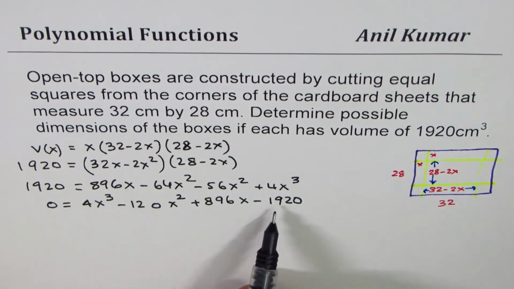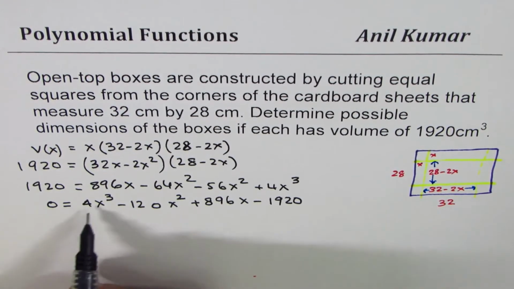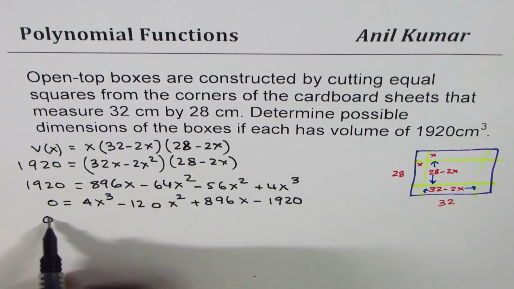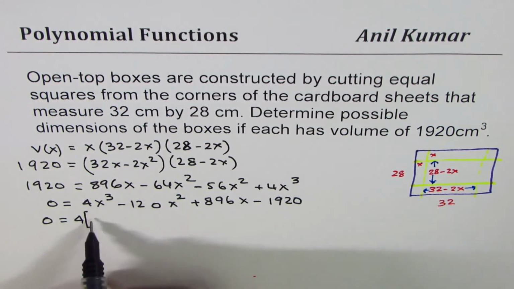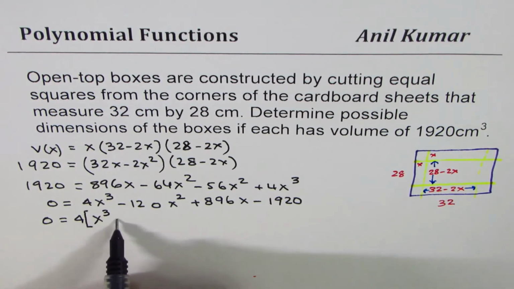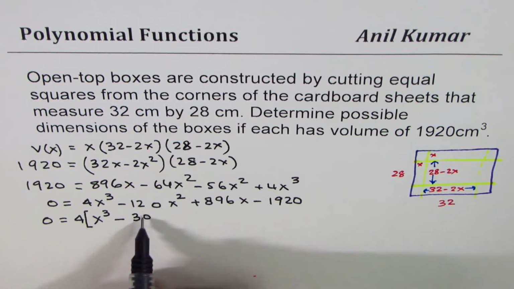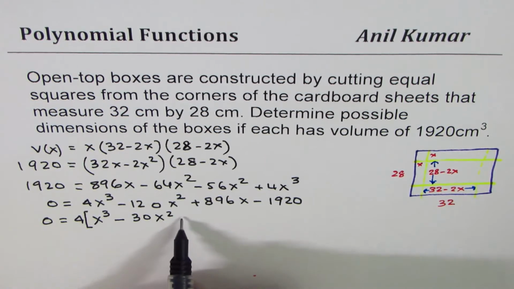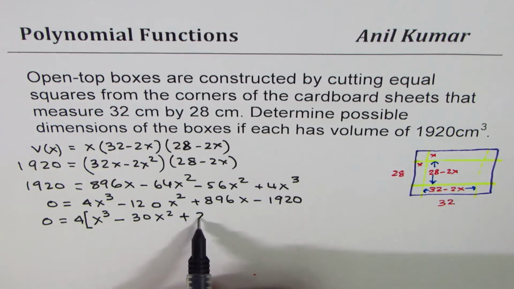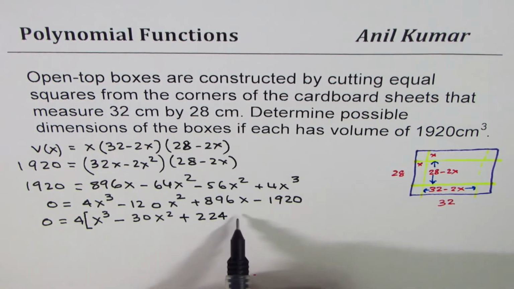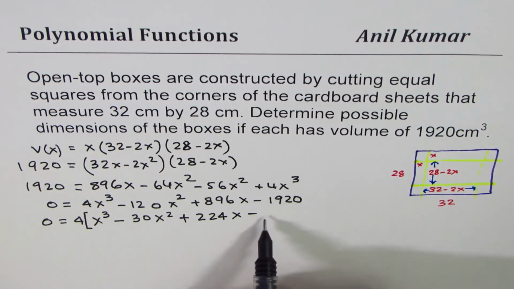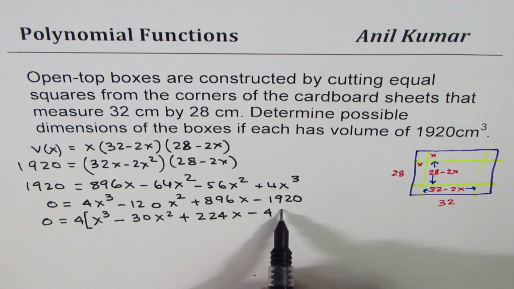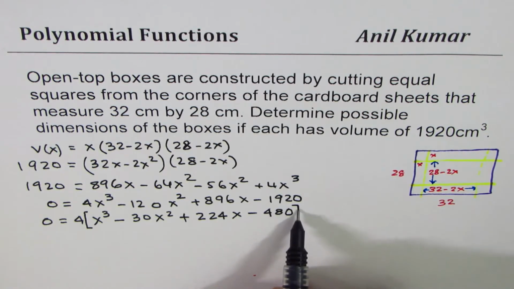Now in this cubic equation, we see 4 is a factor. So we could take 4 common. We could write this as 0 equals 4 times, and dividing by 4, we get x cubed minus 30x squared, since 120 divided by 4 is 30, plus 224x, since 896 divided by 4 is 224, minus 480, since 1920 divided by 4 is 480, which equals 0.